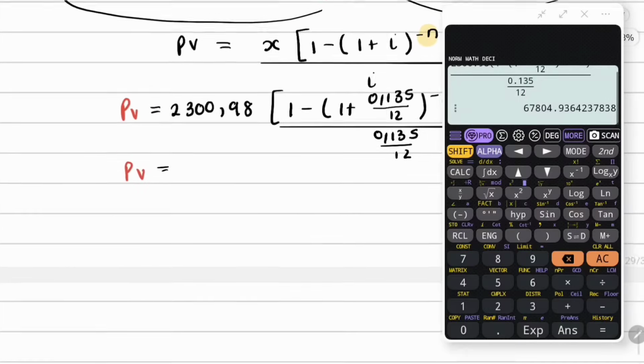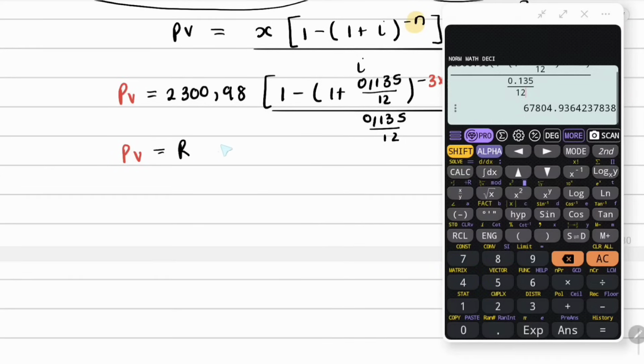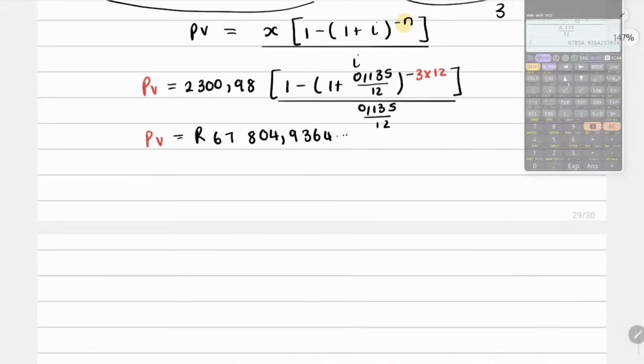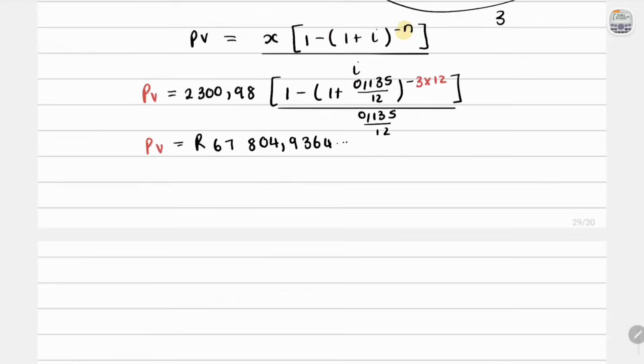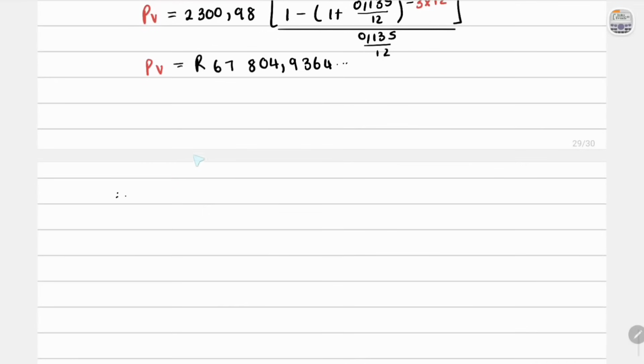And you see that after 2 years, when he has 3 years left to go, he owes exactly 67,804.9364. Now, I won't round off because I'm just trying to get the exact amount. So this is how much he owes. But what happens on this day? He also goes and makes an additional 20,000. So if he owed this, we will remove 20,000 to find out how much he now owes. So he owes this amount minus 20K.